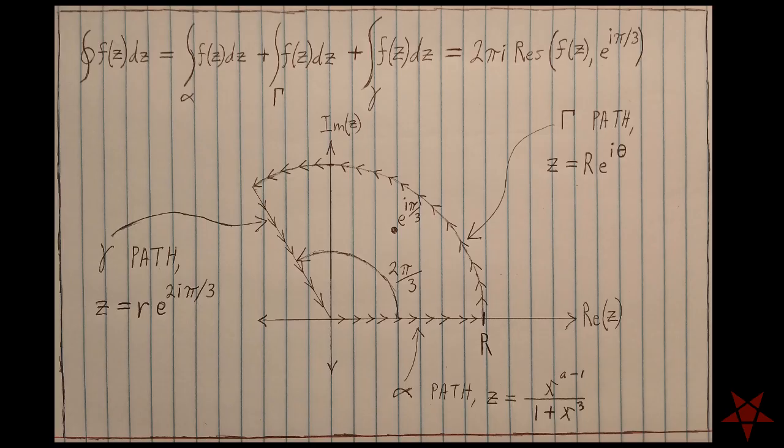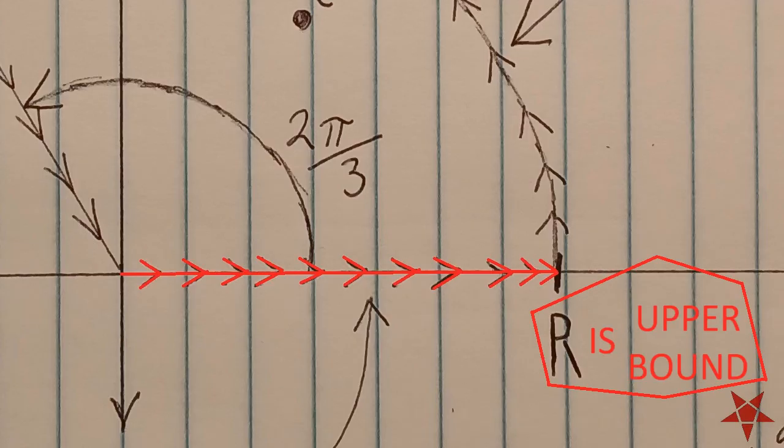We will be evaluating this path integral as 3 separate components, of course, and I find it helpful to label them. Starting on the real axis, we will denote the path from the origin to positive capital R as alpha. It is essentially the integral that we ultimately seek. However, the upper bound of integration has been substituted with capital R.